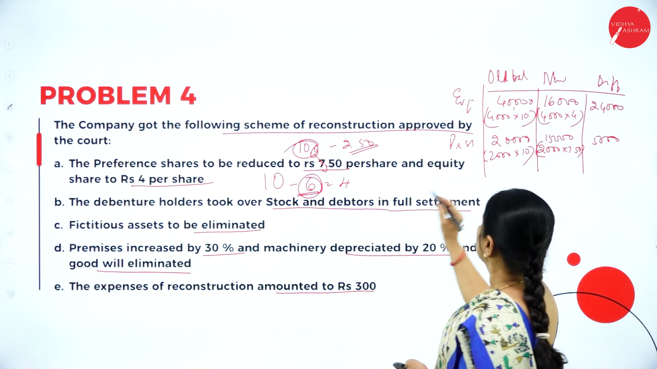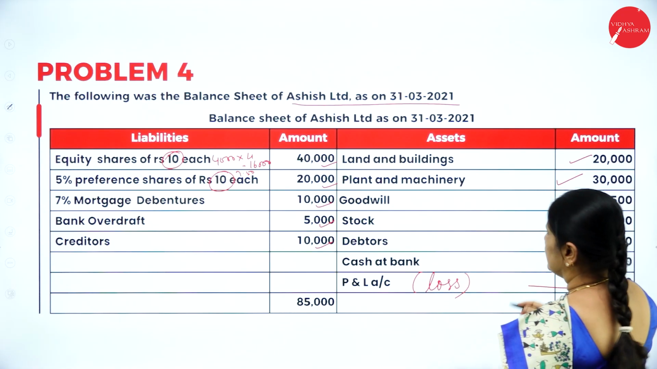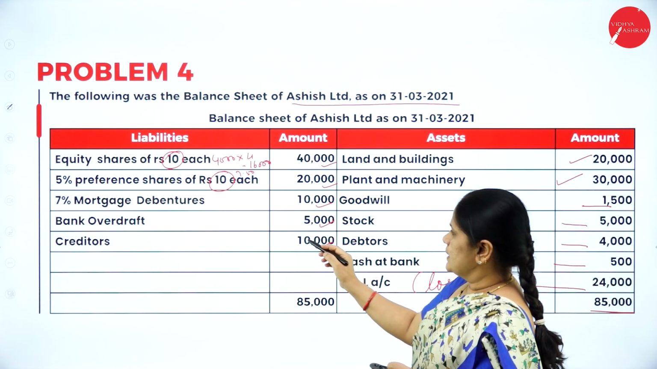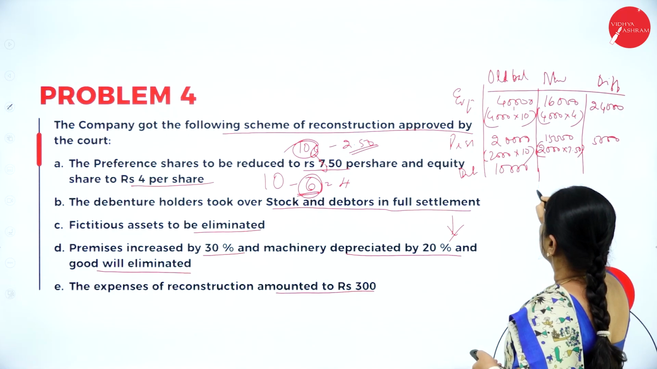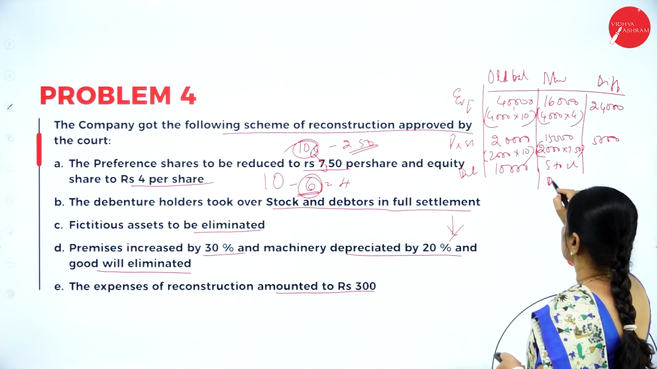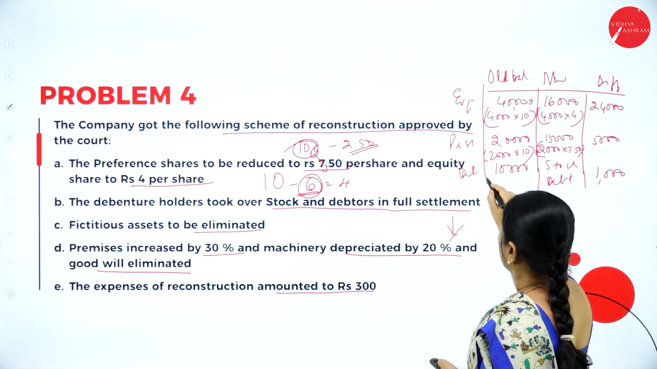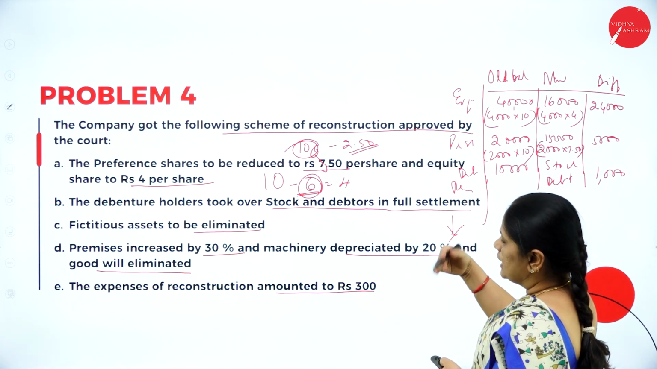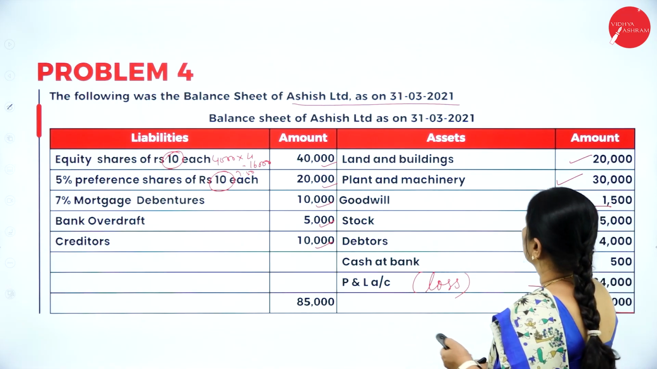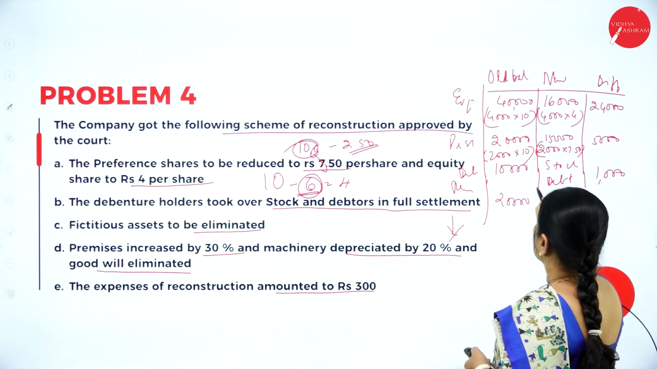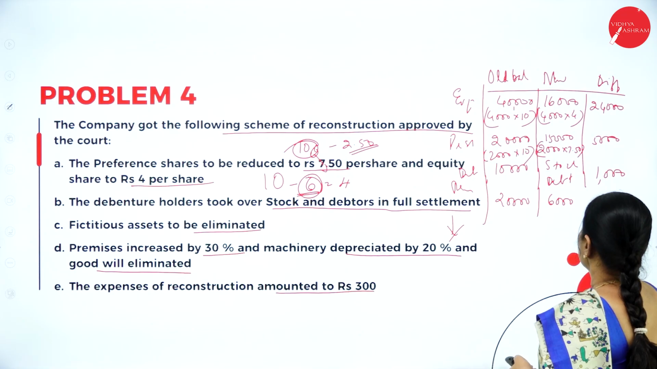Next, the debenture holders. What is the value of the debentures? The debenture value is 10,000, and they are given the stock and debtors, so the difference amount is 1,000. Then next, premises. Premises is increased by 30%. The premises value is 20,000, so 20,000 plus 30% comes up to 6,000.